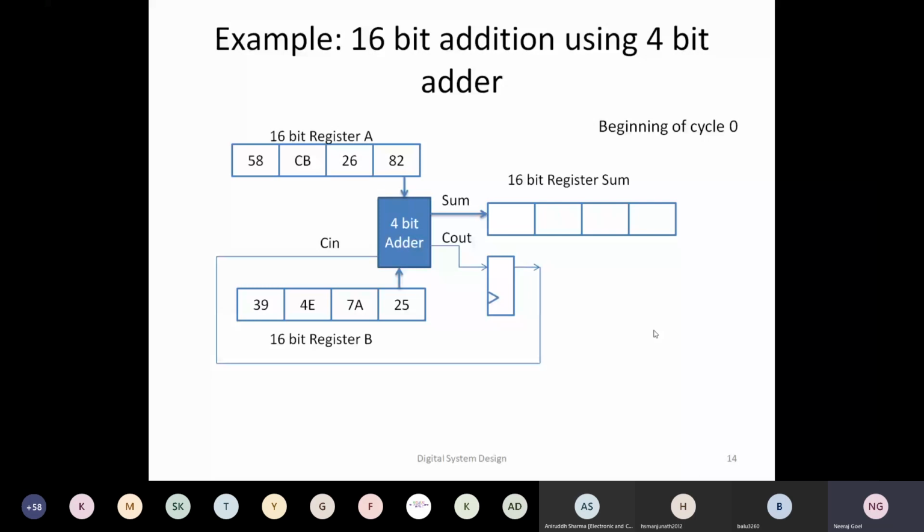The way we can do it is, let's say we input 16-bit A and 16-bit B in two registers. Both of these registers are 16-bit registers. So the input is received at the same time. Then this input is divided into 4-bit parts. Basically, 16 bits will have 4 nibbles. So we have divided our input into 4 nibbles.